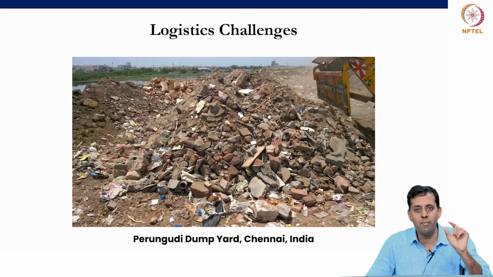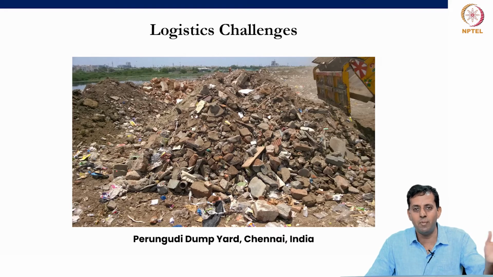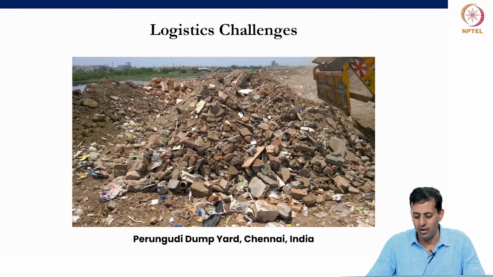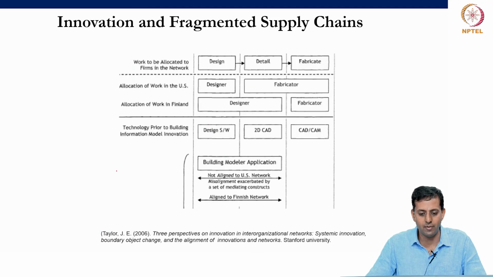And it's a chicken and egg problem, right? Today the costs are high, so there is no demand. And because there is no demand, the costs remain high. And that's where policy, I think, becomes a very critical tool, right? If policy can mandate or incentivize greater use of C&D waste, increase the demand for C&D waste, the supply chain will become more efficient and costs will tend to come down. Okay. So this is just a picture of a C&D waste recycling plant.